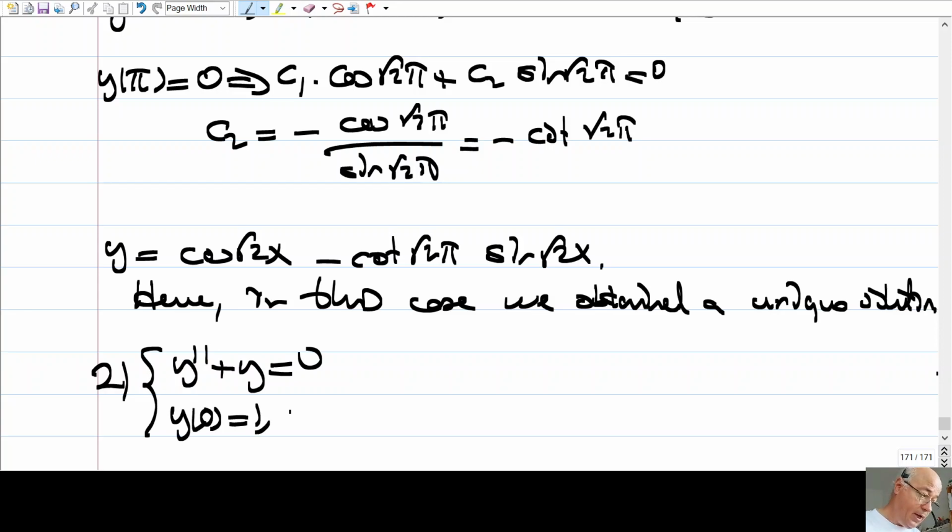y(0) equals 1 and y(pi) equals a. So a is some arbitrary number.